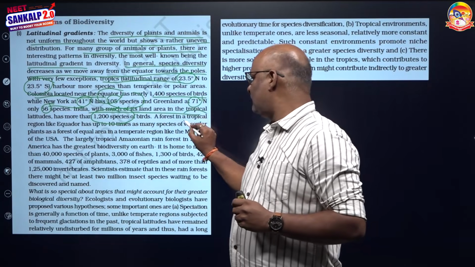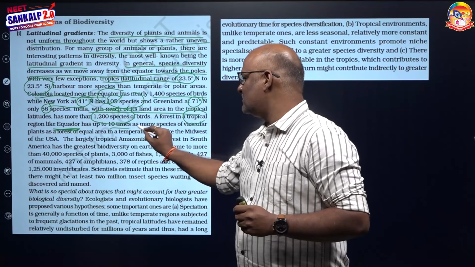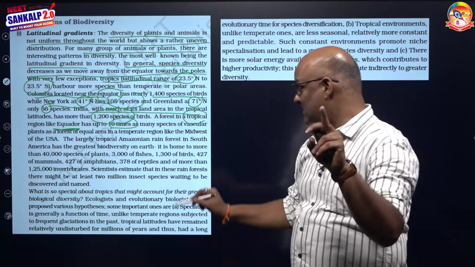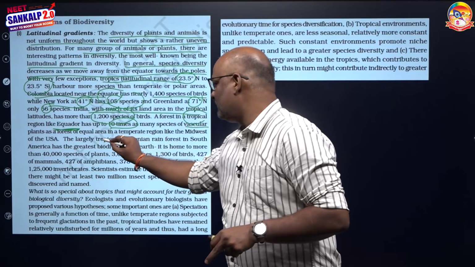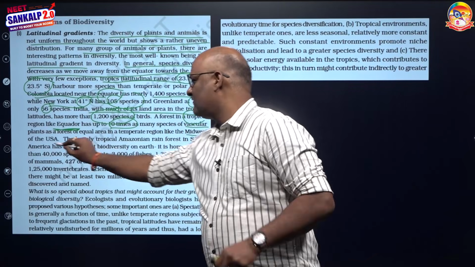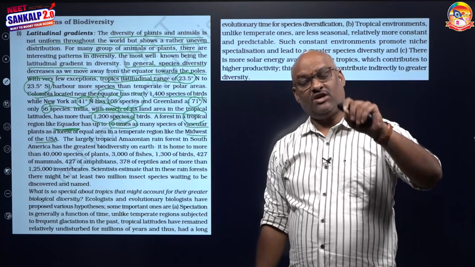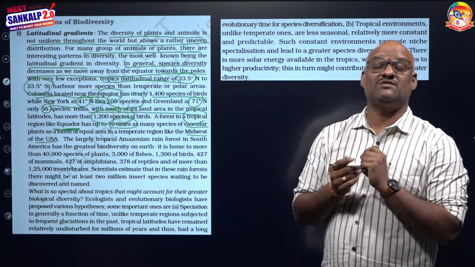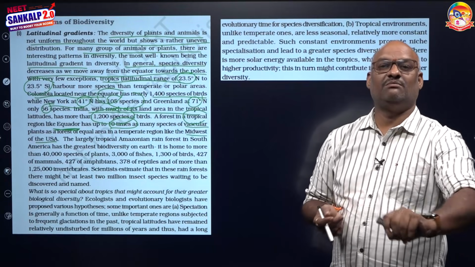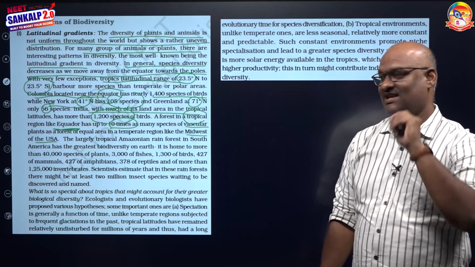And a tropical forest like Ecuador has 10 times as many vascular plants when compared with a temperate forest like the Midwest of USA. The Midwest of USA is a temperate region, Ecuador is a tropical region. Ecuador will have 10 times more vascular plants than the Midwest of USA, because the Midwest of USA is a temperate region.